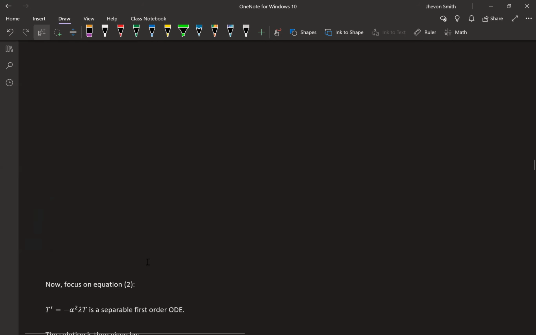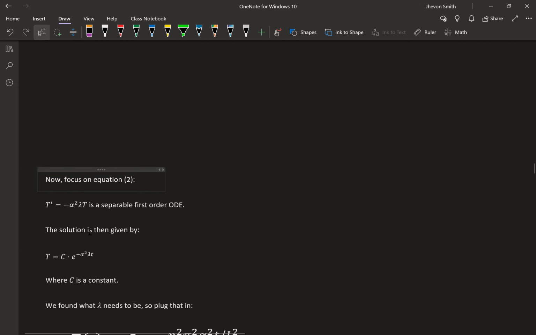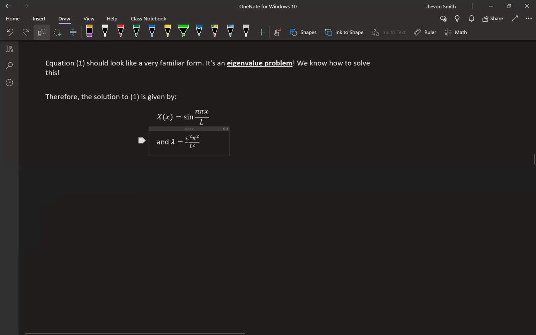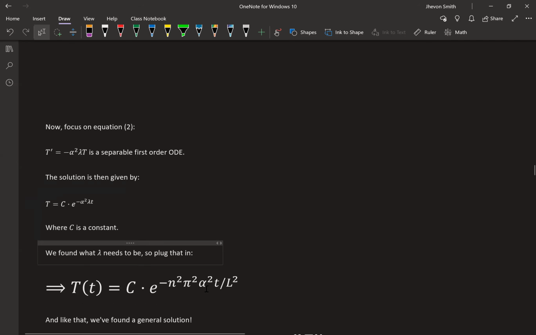You're going to get the exponential. So that you should almost be able to do in your head at this point. And so we would get this. Now, of course, your big C is just the arbitrary constant of integration. We also know what lambda is. So lambda is the guy from here. So I'm going to plug that guy in. And we get this guy. So my big T must behave like this. It's e to the minus alpha squared times n squared pi squared over L squared times t.